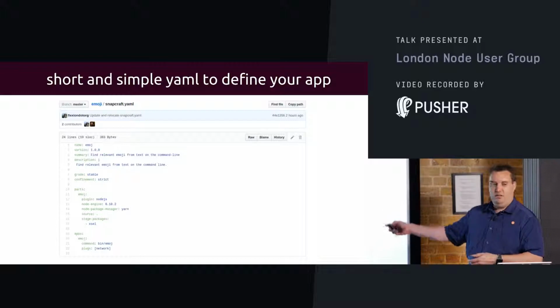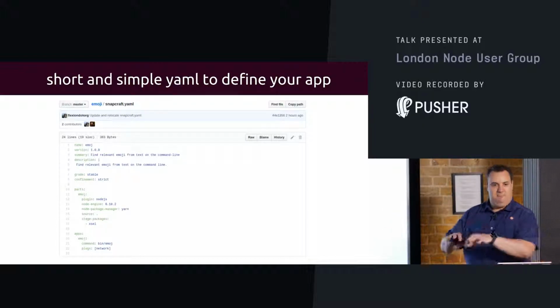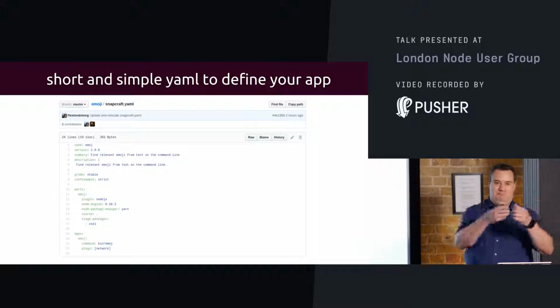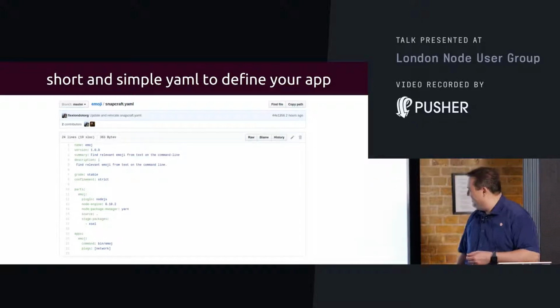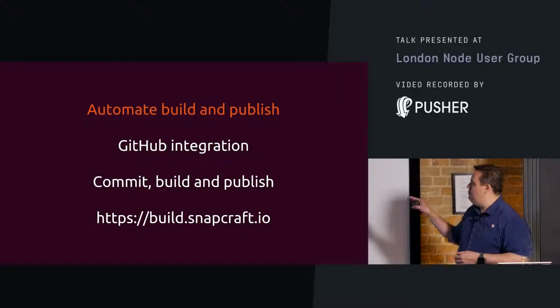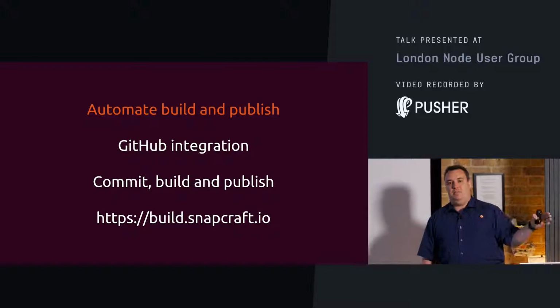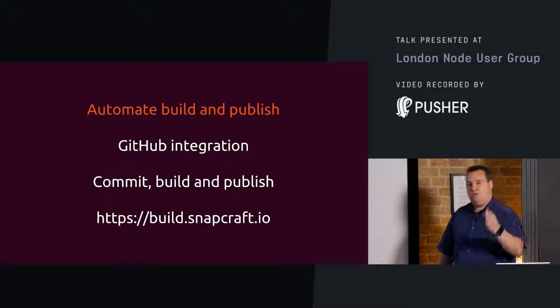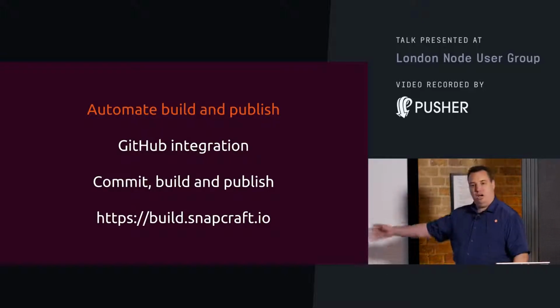And this is a great thing. You type emoji, I'm feeling very happy today, and it displays a string of emoji that mean that. So you can automate this build and publish pipeline. GitHub integration: every commit will trigger a build and publish in the store.